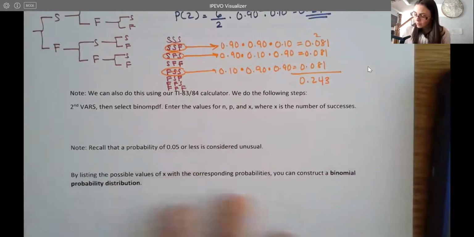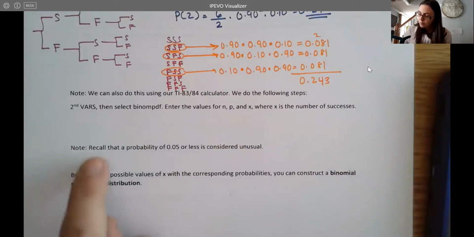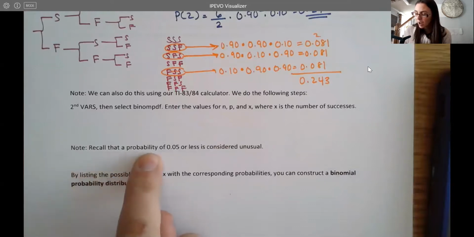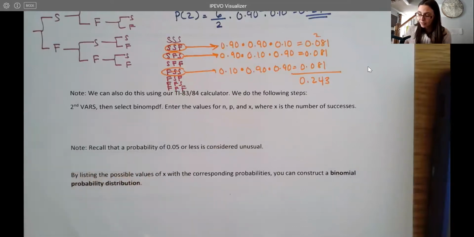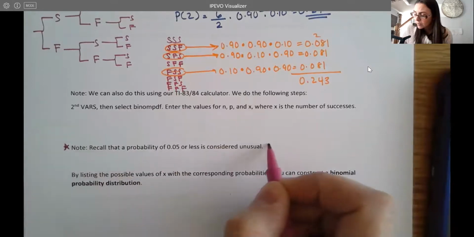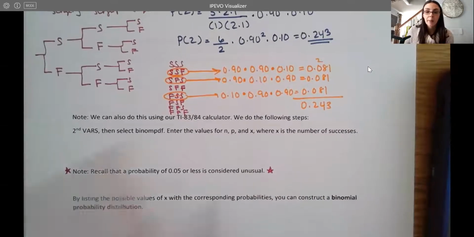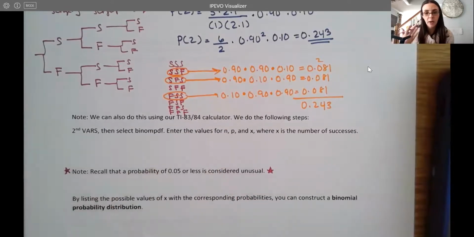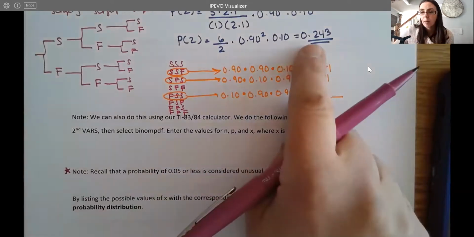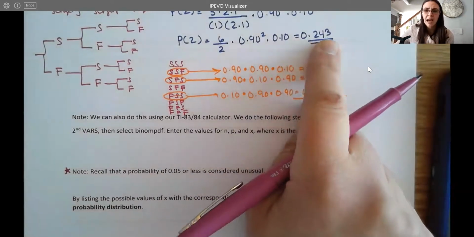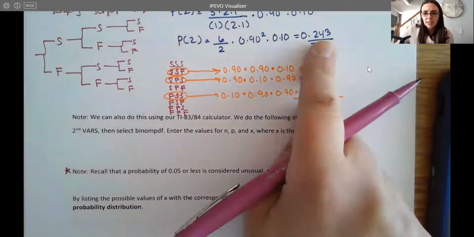Now, just a couple other things to remember. Recall that when we have probabilities, a probability of 0.05 or less is considered unusual. So just keep this in mind as you're answering questions. If any questions ask you if a probability is unusual, then that 0.05 cutoff is what stands unless it says something different. So here our probability is 0.243. This is higher than 0.05. So this is not unusual.